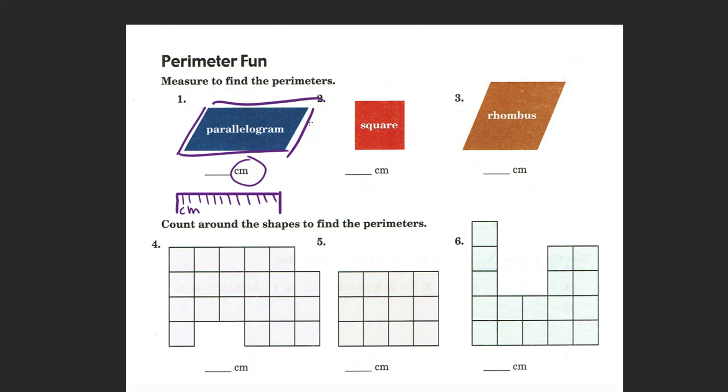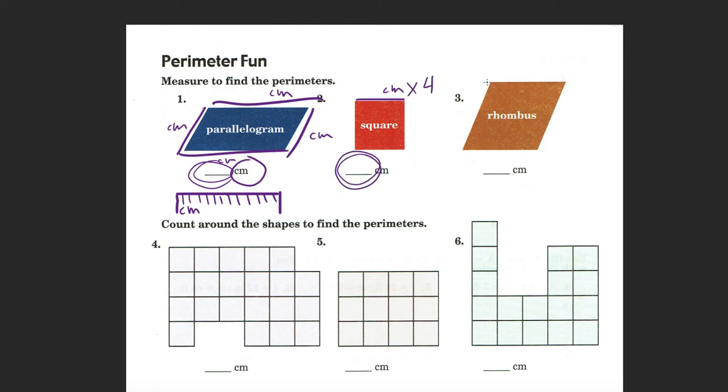Once you're done measuring all four sides of the parallelogram in centimeters, to find the perimeter, you can just add up all your measurements. For a square, you can just measure one side in centimeters and multiply that by 4 to get your perimeter.